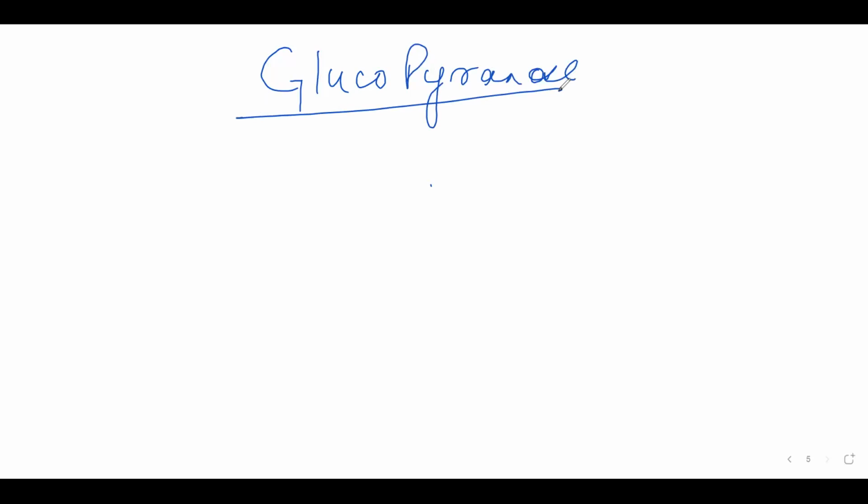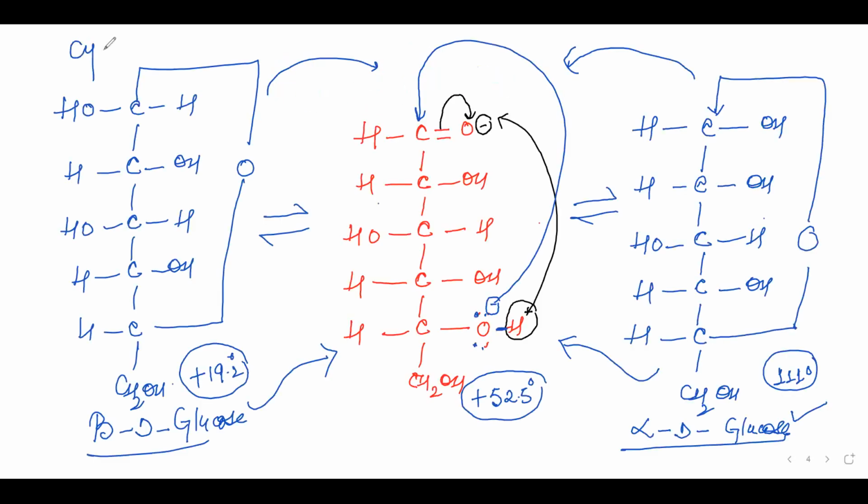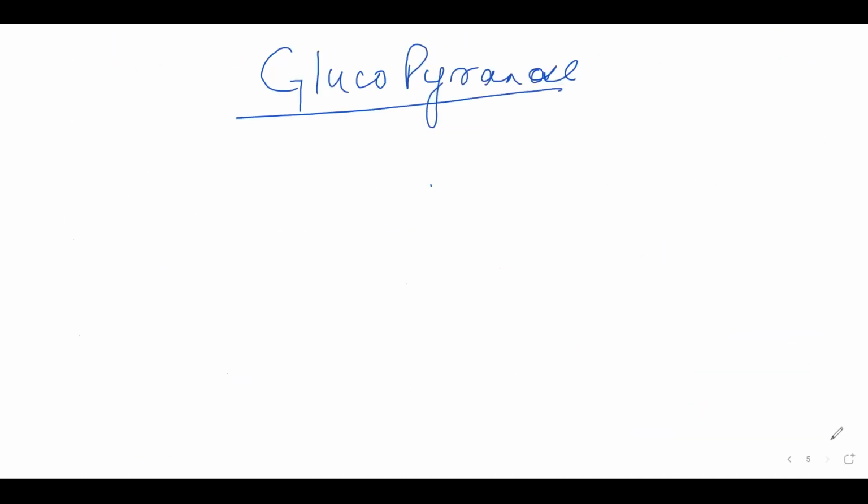See here, जो आपका ये वाला साइक्लिक स्ट्रक्चर है और ये वाला जो साइक्लिक स्ट्रक्चर है, how are we going to represent it on the paper? So that's what I am discussing with you. सो इसको बोलते हैं ग्लूकोपाइरेनोज स्ट्रक्चर। अब ये देखना, we make a hexagon.